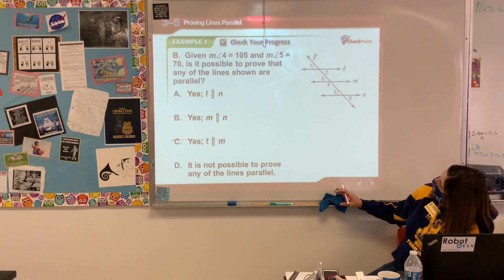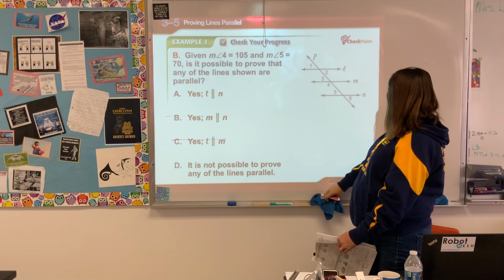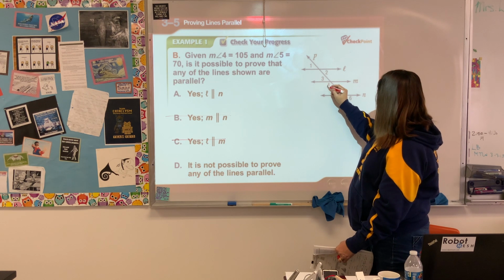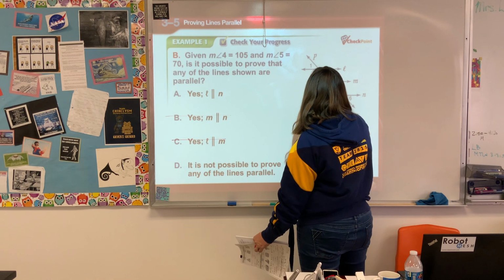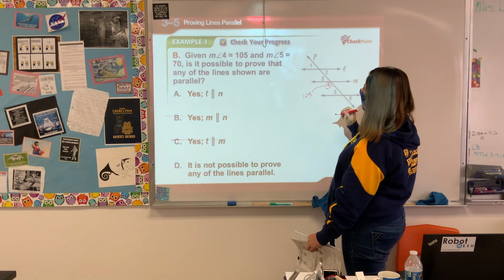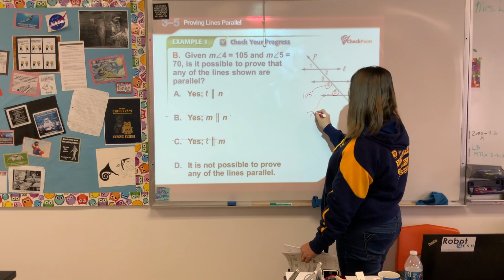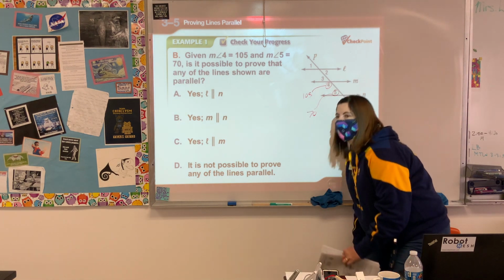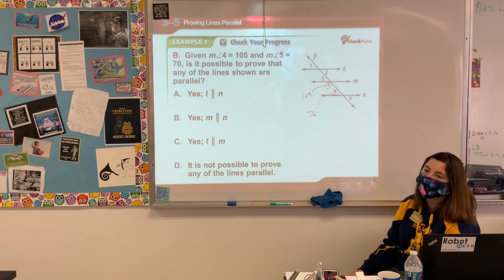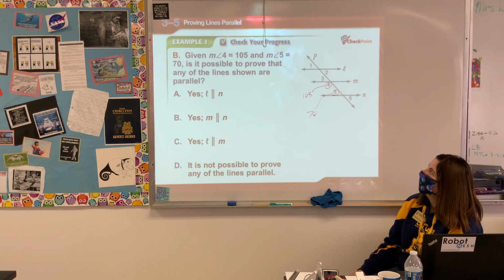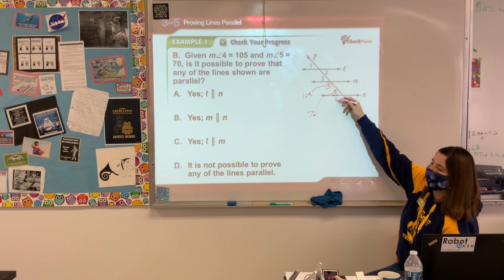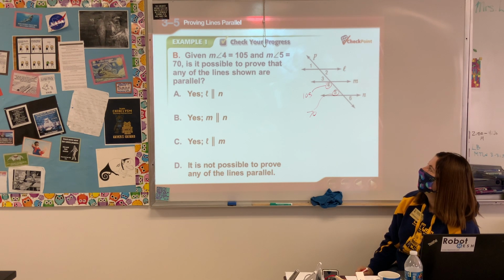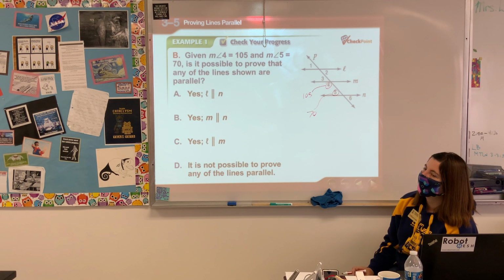Now we're given that the measure of angle 4 is 105. So this one here is 105. And the measure of angle 5 is 70. Can I prove any of the following? No. Why? Because the angles are not corresponding and they're not congruent. What type of angles are these? One's obtuse and one is acute. Okay, how about the angle relationship between them? What's the relationship? They are on the same side. So these ones are consecutive interior.